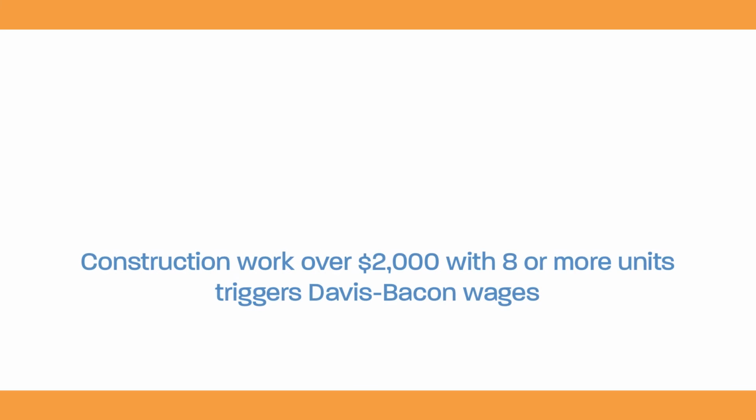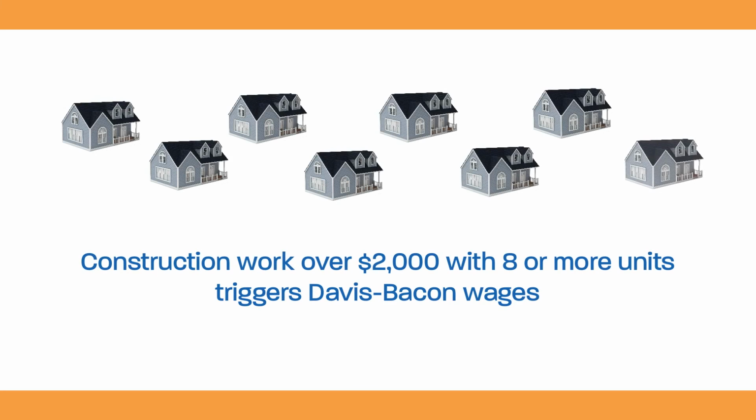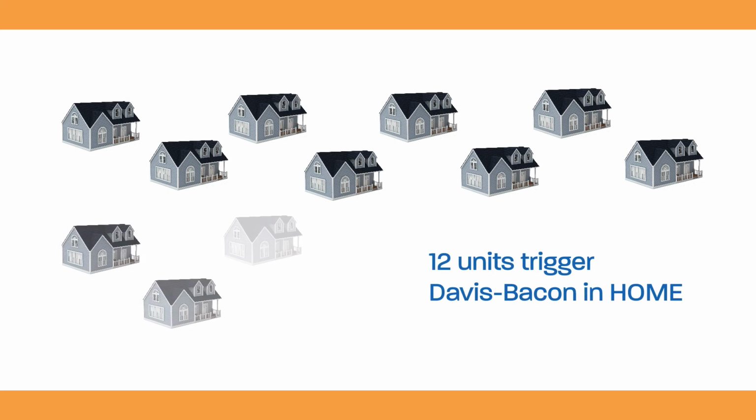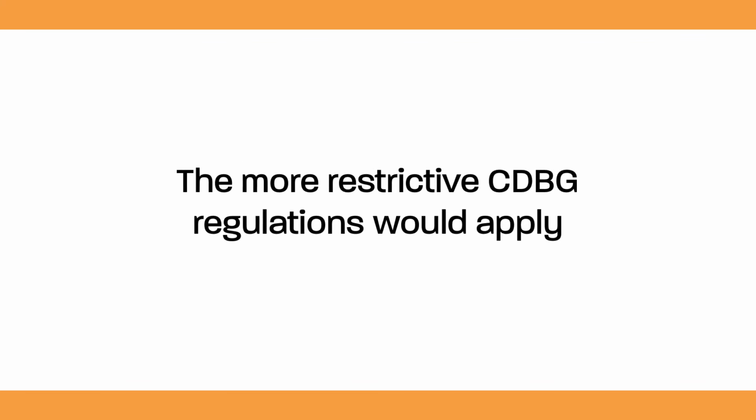CDBG-funded construction work over $2,000 with 8 or more units triggers Davis-Bacon wages. For the HOME program, Davis-Bacon wages are triggered for any contract for the construction of 12 or more HOME-assisted units. If renovating an apartment complex with both sources of funds, the more restrictive CDBG regulations would apply.